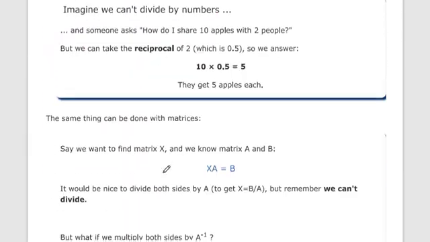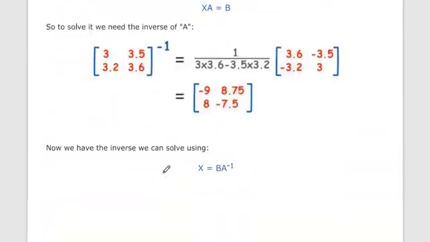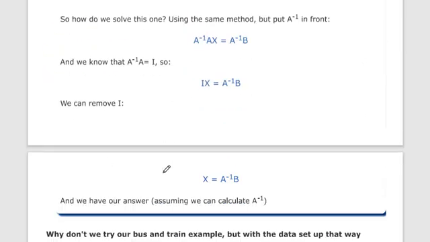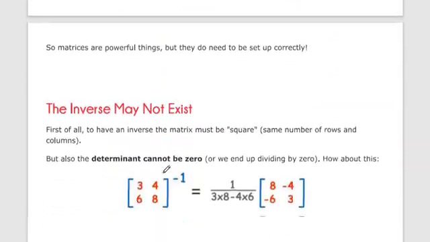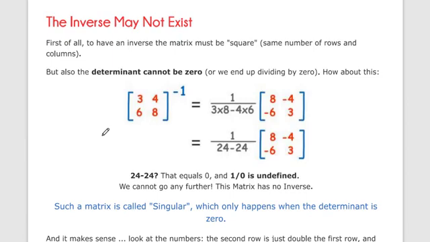Okay, so this is a 2 by 2 matrix. The inverse may not exist. We already talked about it: if the determinant is equal to 0, then it will not exist. This type of matrix is called a singular matrix.